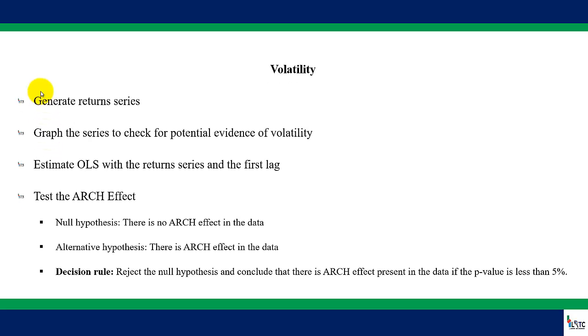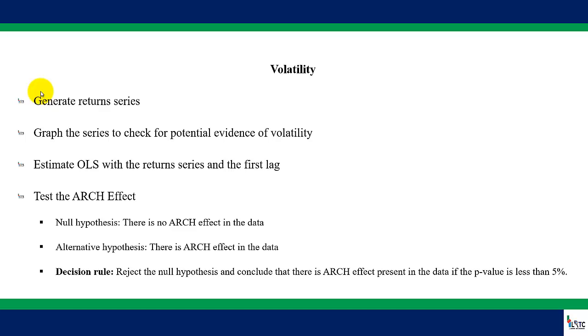So to generate volatility series, you need to follow these steps. The first thing you need to do is to generate return series. Once you are done with that, you graph the series to check for potential evidence of volatility. Then you proceed to the estimation of OLS using the return series and the first lag. Once you estimate your OLS, then you conduct the ARCH effect test. The null hypothesis for ARCH effects is that there is no ARCH effect in the data, while the alternative hypothesis states that there is ARCH effect in the data.